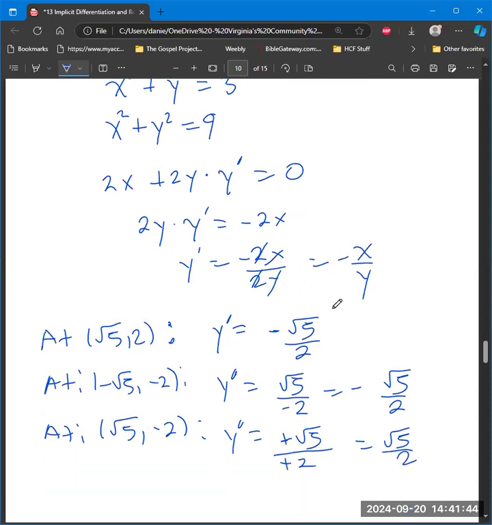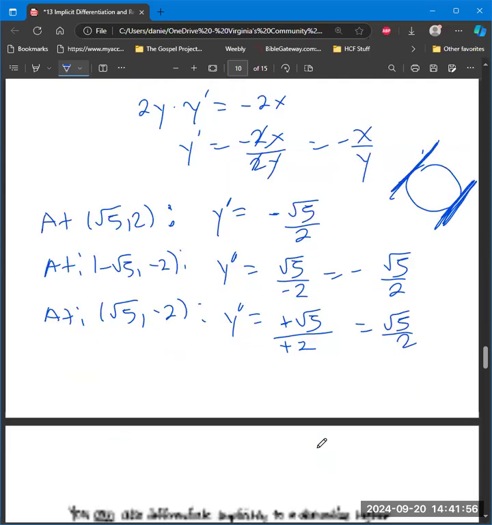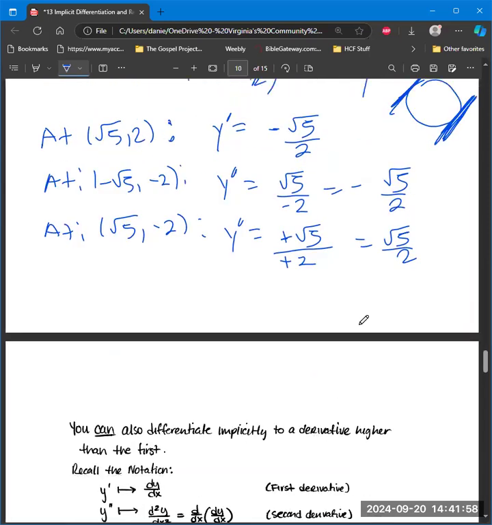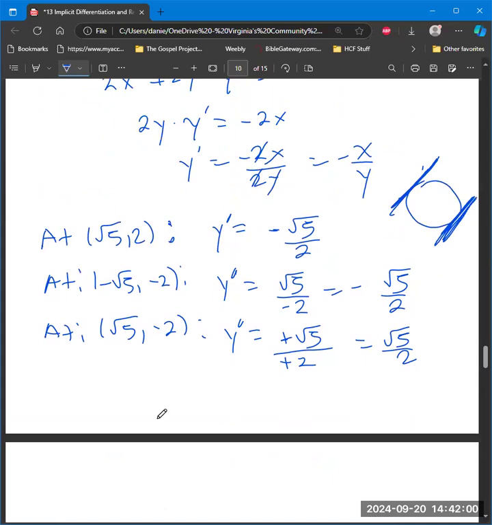You'll see that there's multiple places with the same slope here. If you're at opposite sides of the circle there, your tangent lines will have the same slope if you're reflecting across the origin.